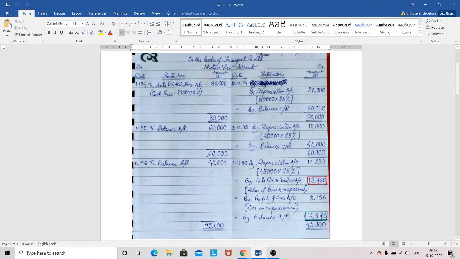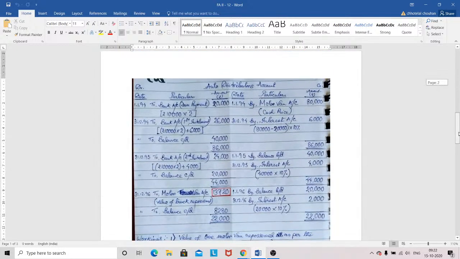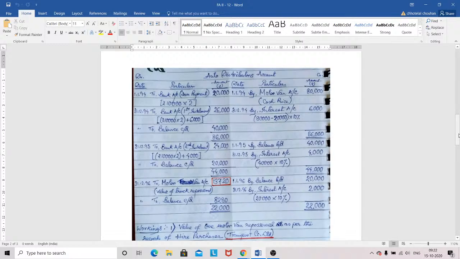Okay, so I have prepared two accounts. The first one is in the books of the Transport Company Limited, motor van account, debit and credit. On the other hand, on the next page we have prepared the Auto Distributor account, which is nothing but the hire vendor account. Okay, so the Auto Distributor account we have already prepared.